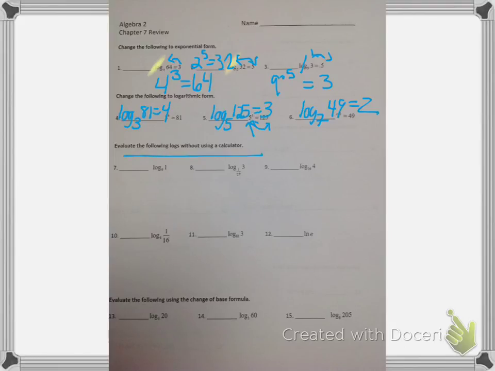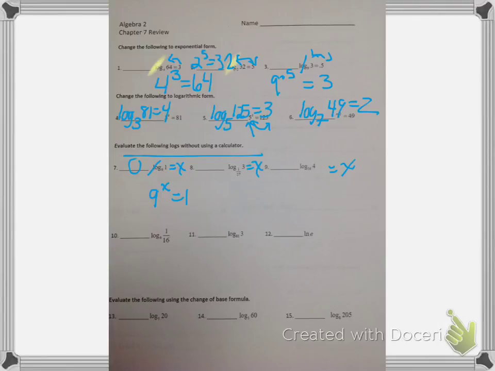Evaluate the following logs without using a calculator. How do I do that? I set these all equal to x. Okay, and now I'm going to rewrite in exponential form. So that means I'm going to get rid of the log, switch the 1 and the x, so 9 to the x is equal to 1. I use mental math. 9 to the what power gets me 1, and that's 0.